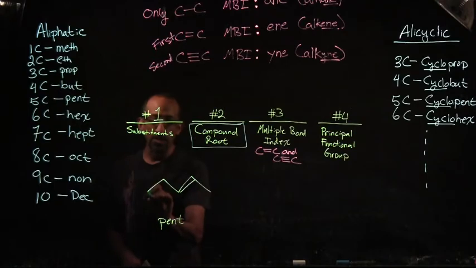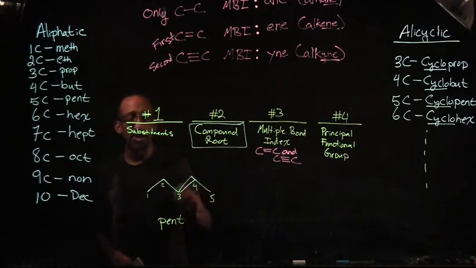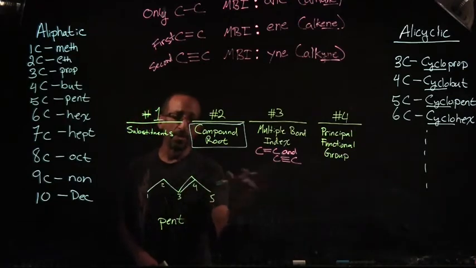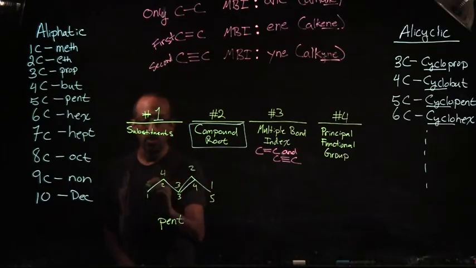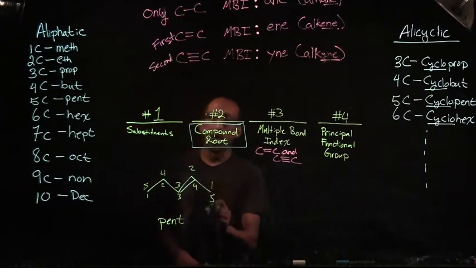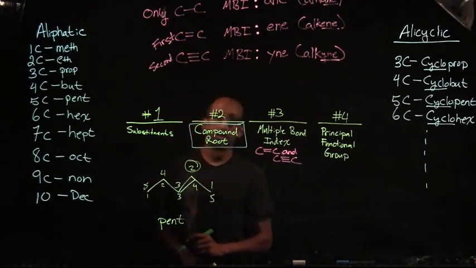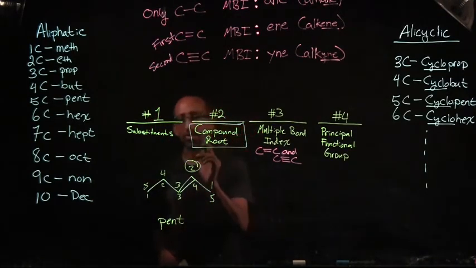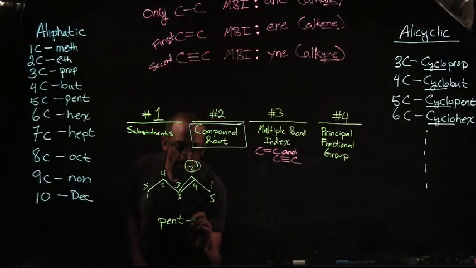Numbering from this end gives me 1, 2, 3, 4, 5. Our double bond would start at 3 in this direction. Numbering from this side, 1, 2, 3, 4, 5. We always want to go with the lowest number. Since there are no substituents, nothing else to worry about, we want to start with the lowest number right there. That would be 2. So this would be pent-2-ene.